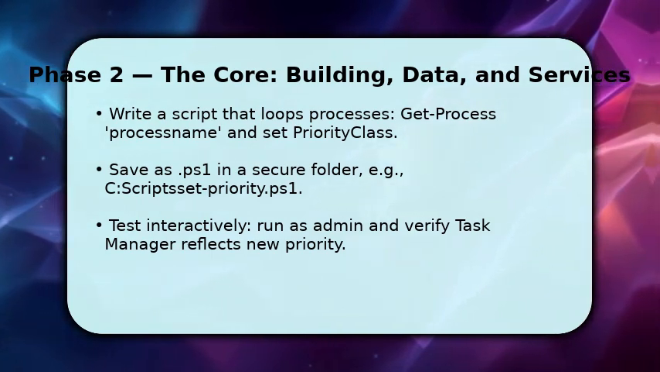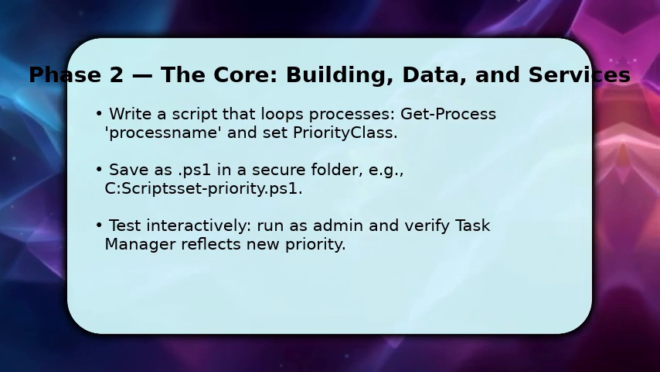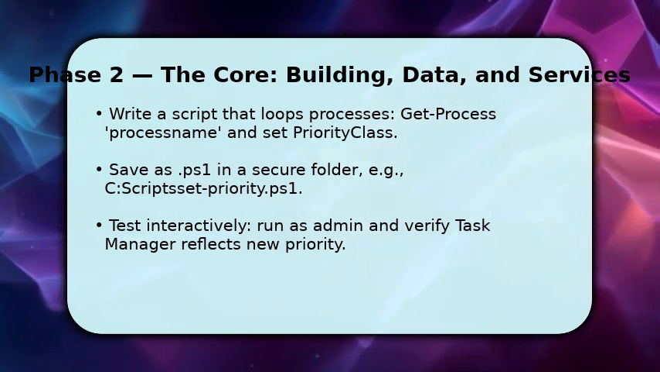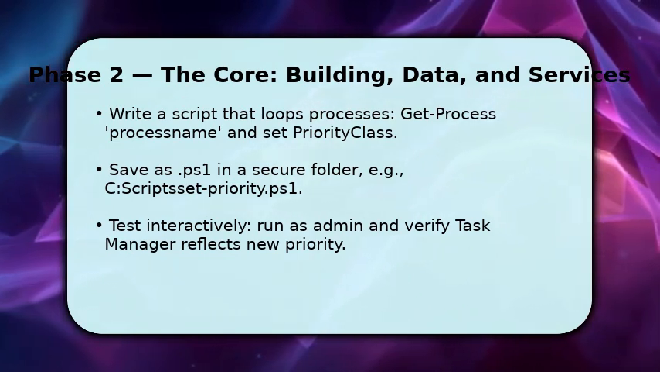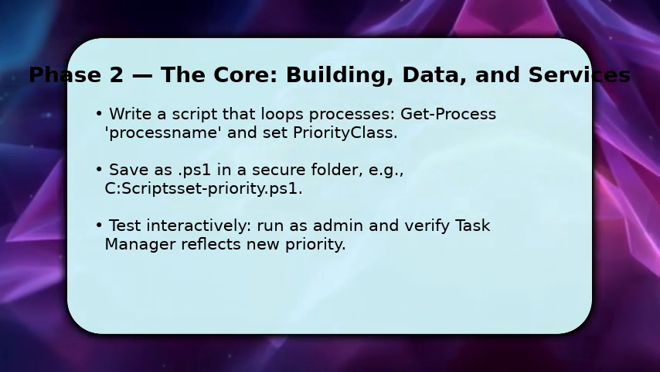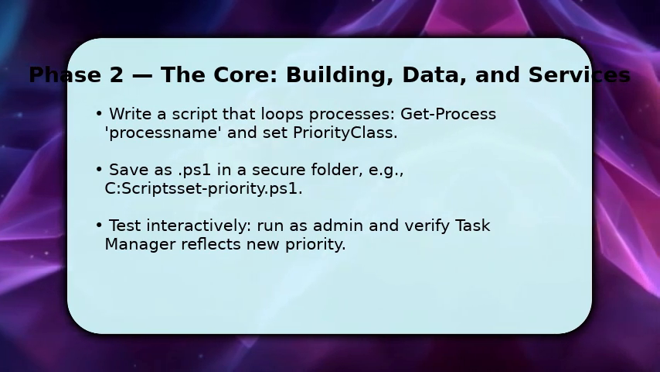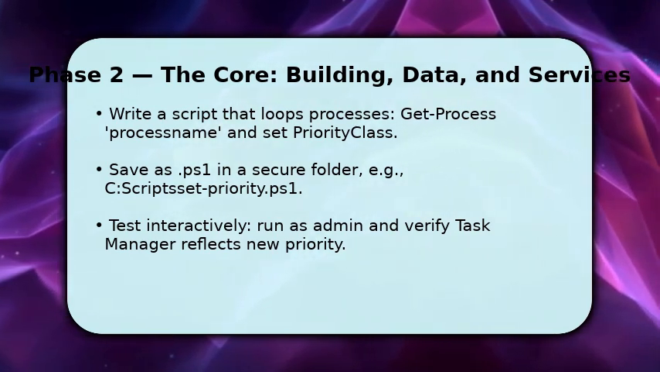Once saved to C:\scripts, run it interactively as administrator to confirm it finds processes and updates priority. If nothing changes, add Start-Sleep and repeat checks. Make sure the script logs success and errors. This helps later when you move it into Task Scheduler.